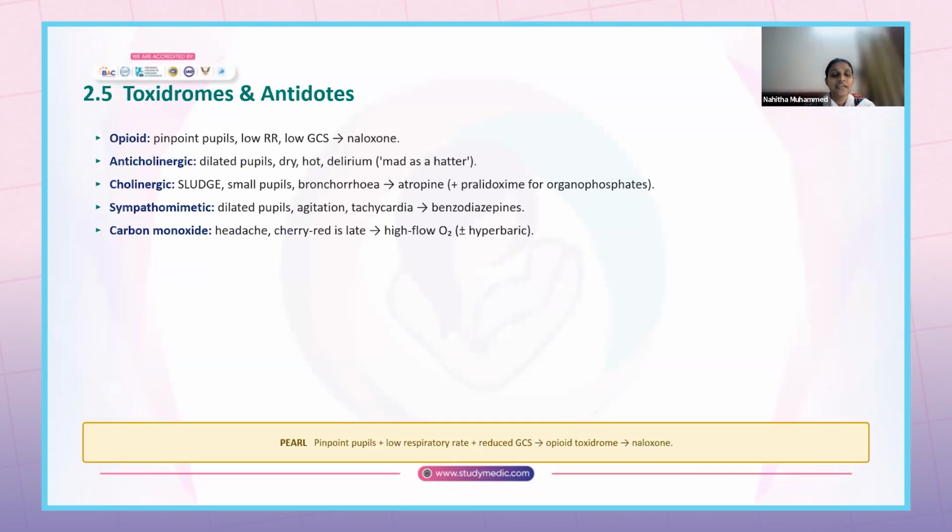Opioid poisoning, usually we get pinpoint pupil and low respiratory rate, we have to give naloxone. Anticholinergics, because of dilated pupil, the patient will be hot, delirious, mad. Cholinergic symptoms include bronchorrhea. We have to give atropine in OP poisoning, organophosphate poisoning. Sympathomimetic, the pupil will be dilated, with agitation and tachycardia. Carbon monoxide, there is cherry red discoloration. The treatment is hyperbaric oxygen.